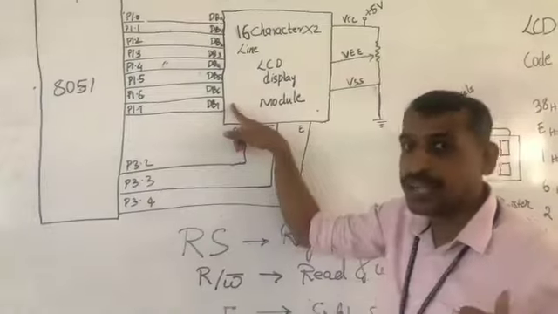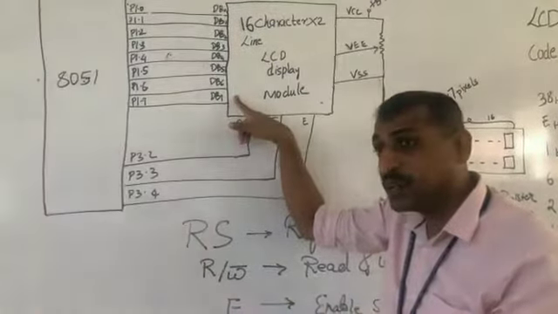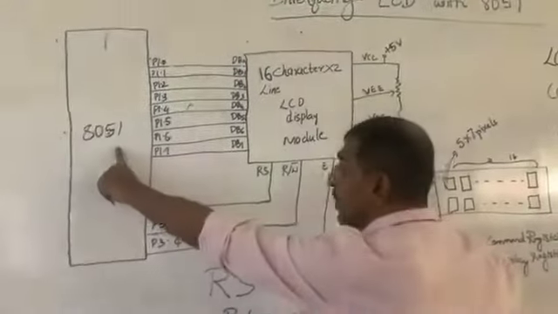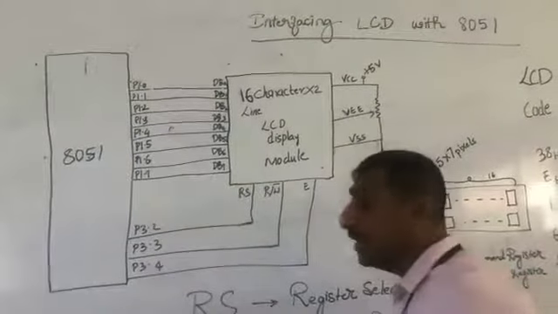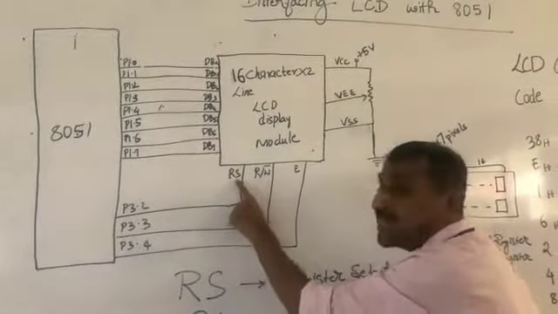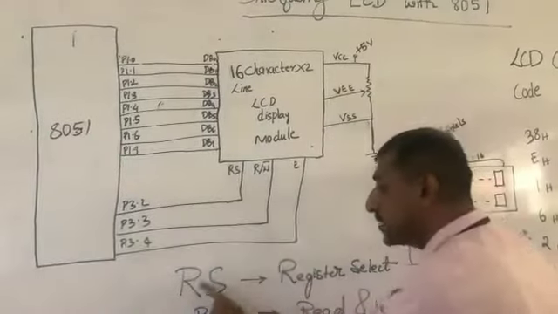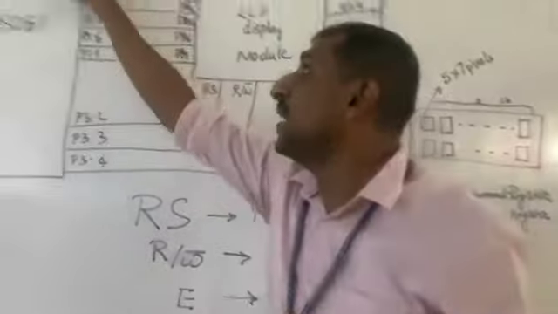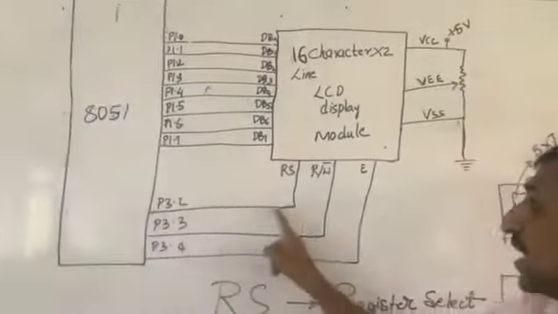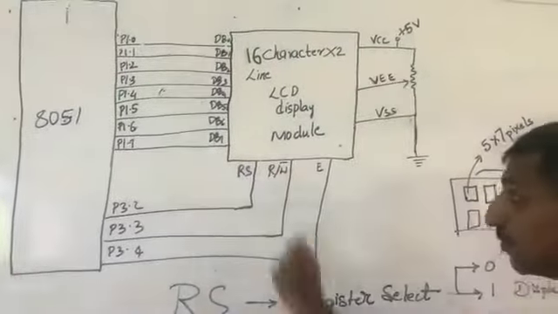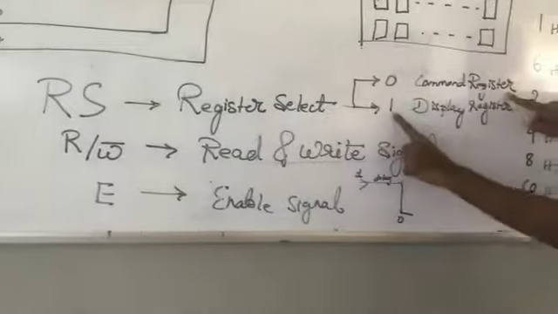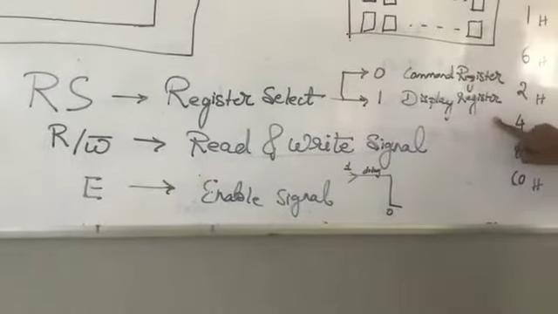If it's a command, it gets executed as a command. If it's data that needs to be displayed, it needs to be displayed, right? So to understand that, again the microcontroller will send one of the signals to this particular point called RS. This RS stands for register select. Means the microcontroller, before sending 8-bit data, has to select one of the registers through RS. If RS is 0, it selects the command register. If RS is 1, it selects the display register, right?